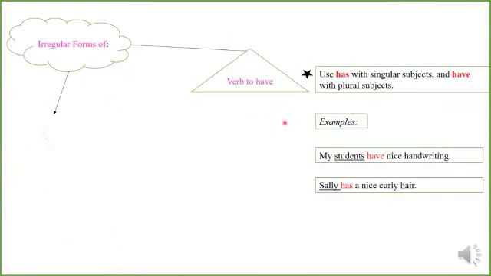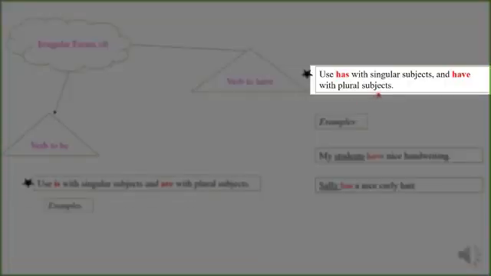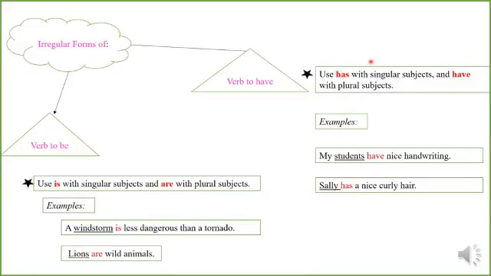First, verb to have: use has with singular subjects and have with plural subjects. So, if the subject is singular, or it can be replaced by one of the singular subject pronouns he, she, or it, we can use has and not have. Let us take an example.